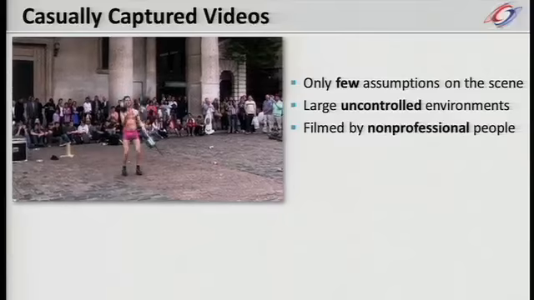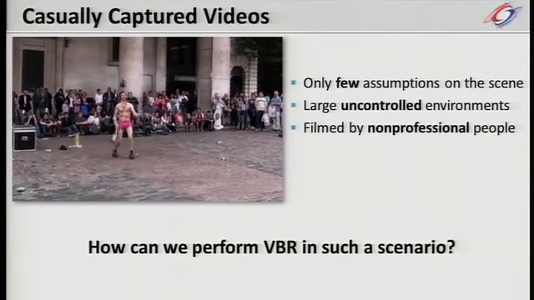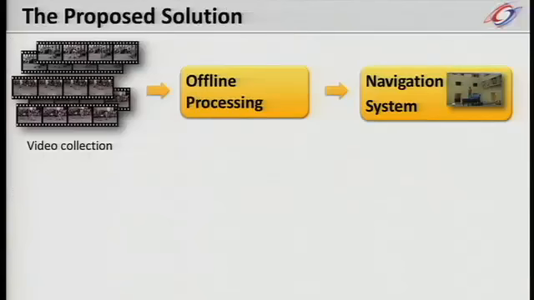So here is the solution that we propose, which is split in 2 main parts, the offline processing and the actual navigation system. I will start by describing the offline processing, which mainly aims to calibrate the video streams and segment the main performer.